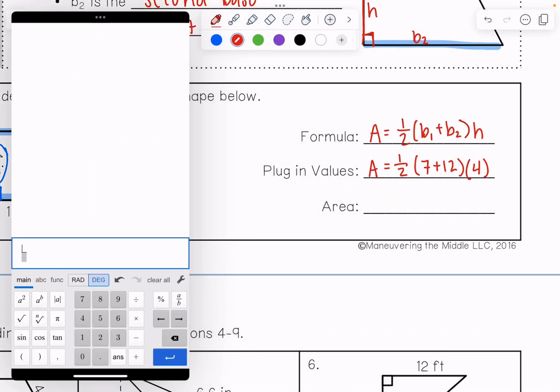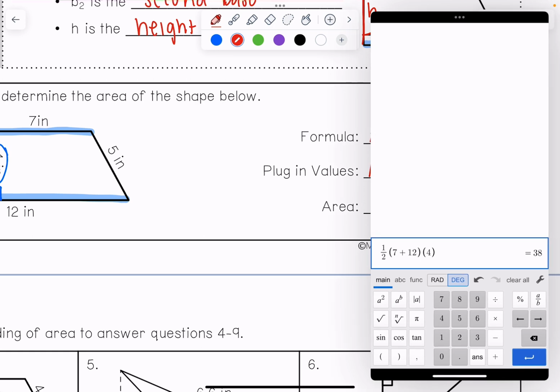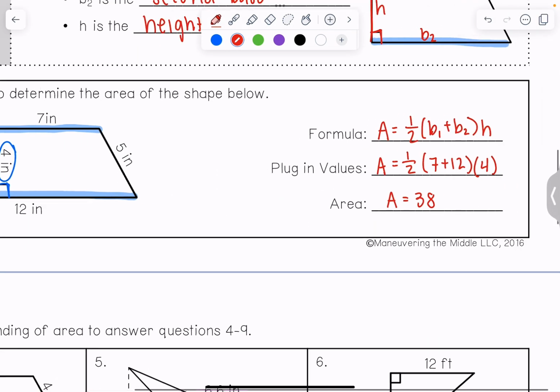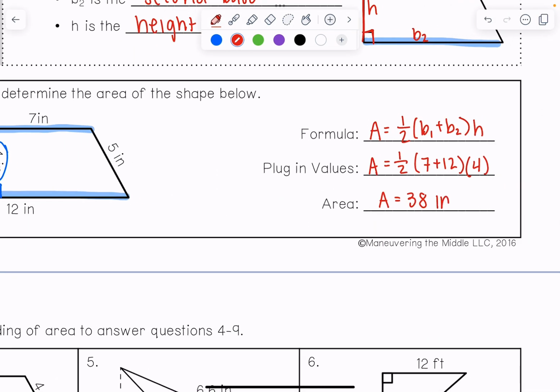Now we're going to plug this into our calculator. So we have 1/2 times 7 plus 12 times 4. So our answer here is our area is 38. And because we're dealing with inches over here, area is always in square units. So we have inches squared.